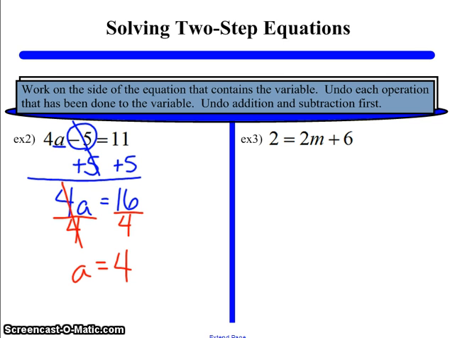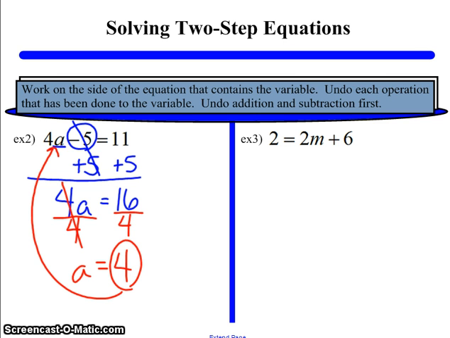Now don't forget you can also check these answers as well. Take this 4, substitute it in for the a in the given problem, and hopefully when you do 4 times 4, 16, minus 5, does indeed give you the 11. So it's a nice easy way for you to check.